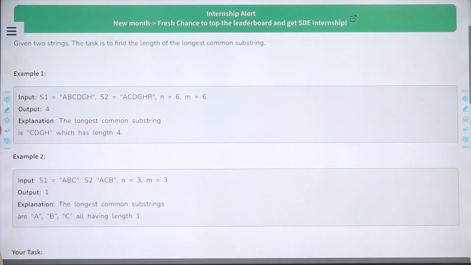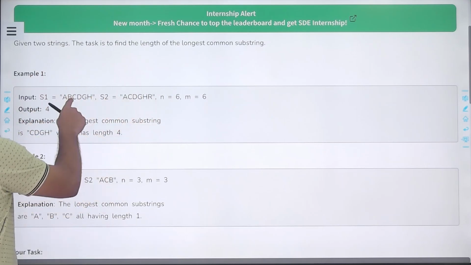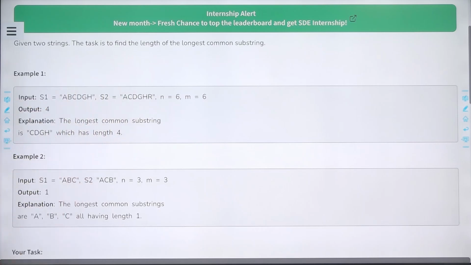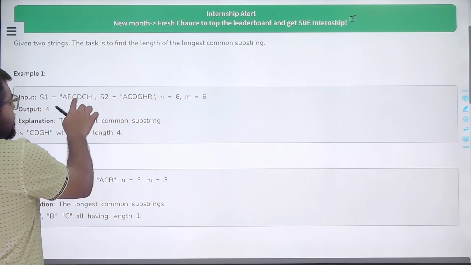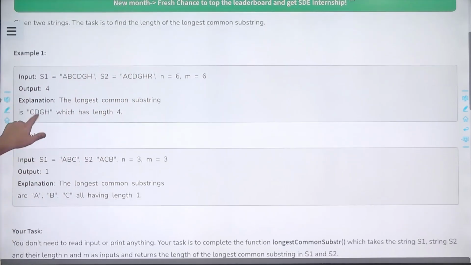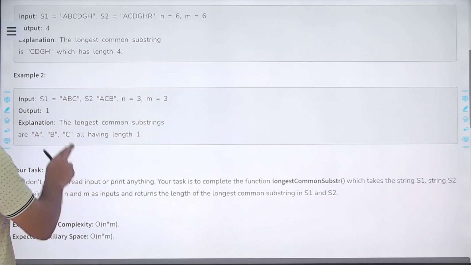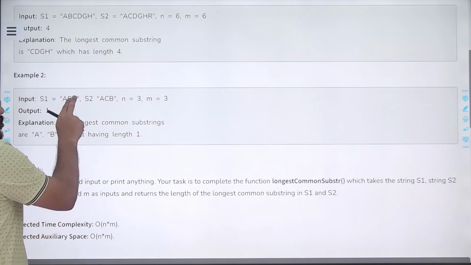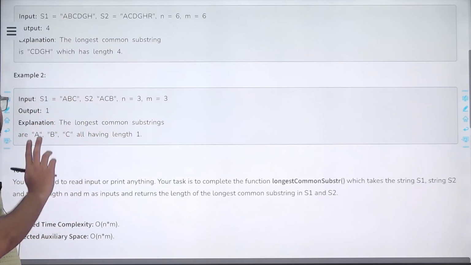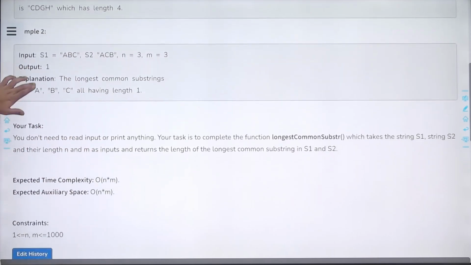For example, if my S1 is ABCDGH and S2 is ACDGHR, N is the length of S1 and M is the length of S2, then the output is 4. What is the highest length common substring? It is CDGH, right? That is given in the explanation. If we have ABC and ACB, then the output is 1, because either only A is common or only B is common or only C is common. No more than one length substring is common, right? So the output is 1.